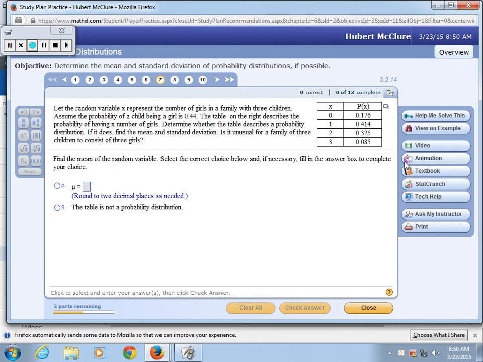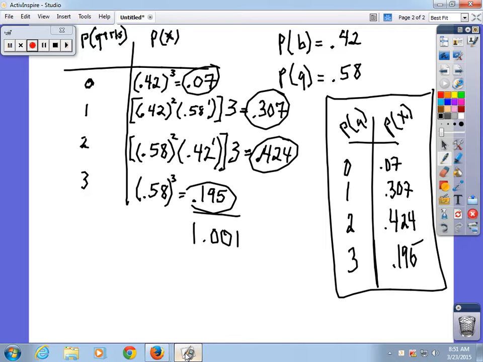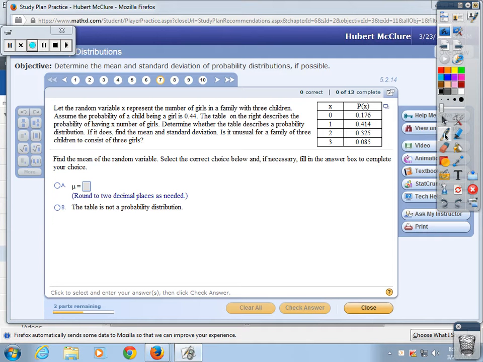To find the mean of a binomial distribution, real simple. The mean of a probability distribution is equal to the summation of x times p of x over, should be n, or the summation of x. Okay?